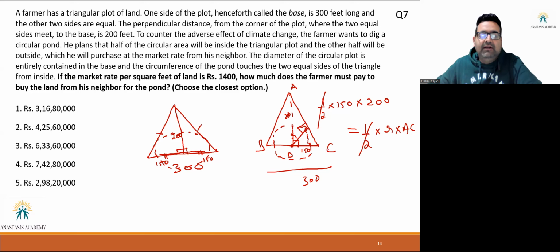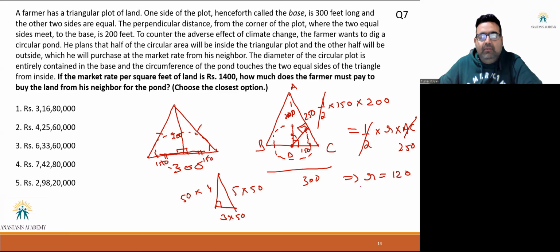Why? Because look at triangle ADC. In ADC, this is 200, this is 150. So the ratio is 3:4. So if this side is 3, this side is 4, we know that in a right angle triangle this has to be 5. The most standard Pythagorean triplet, 3, 4, 5. So if this has been multiplied by 50 to make it 150, this also by 50 to make it 200. So this AC length is actually given to us as 250. We put 250 here. From here, if you solve, R will come out to be 120.